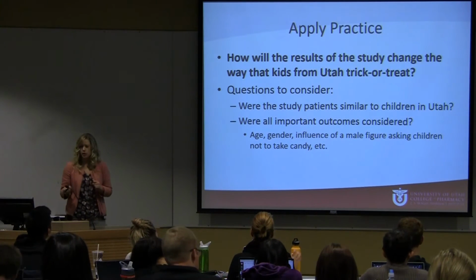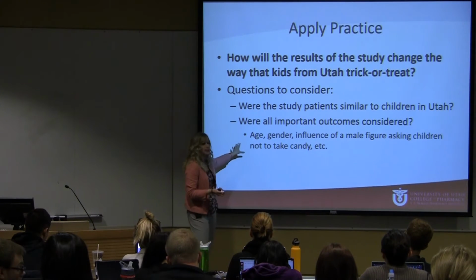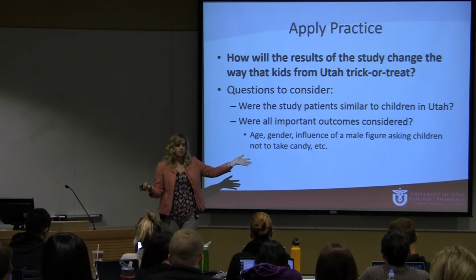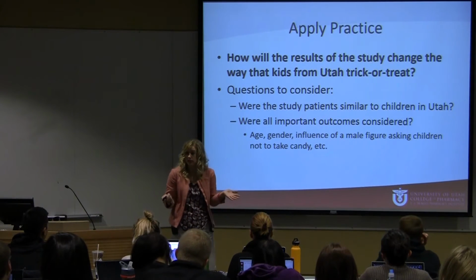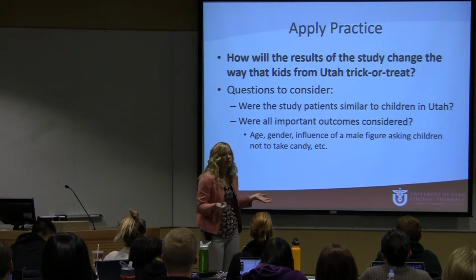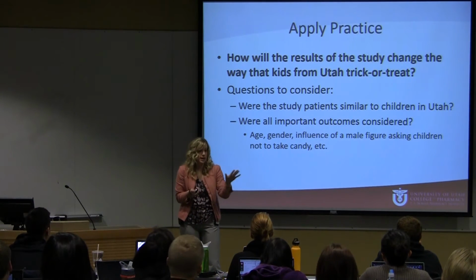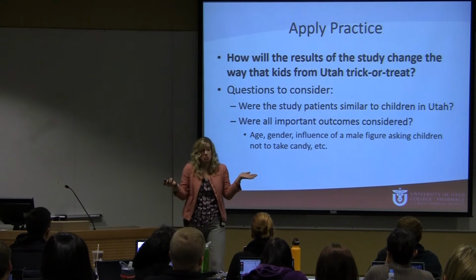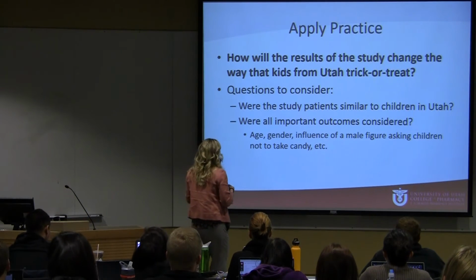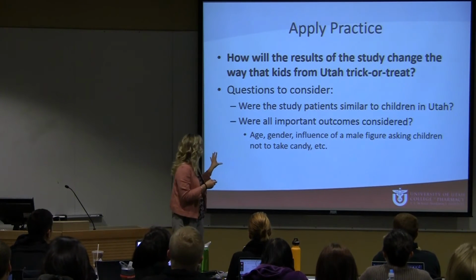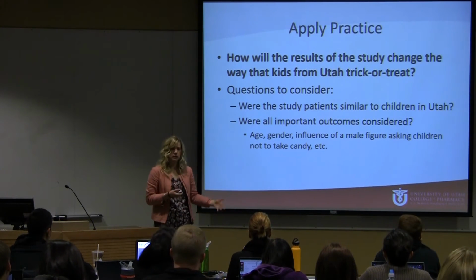If you look at these patients and we apply, some of the important outcomes that we didn't look at was age, right? They didn't look at age at all. They didn't look at gender at all. I would have thought that may be a difference that you saw. What about a male person handing out candy, or a male person saying, hey, you can't take more than one piece of candy? Would that have made a difference? Maybe. So there's things that they didn't study that may have made a difference. And that's how you would apply it. You would say, okay, did we assess everything that's important? Maybe not. So maybe this doesn't always apply.